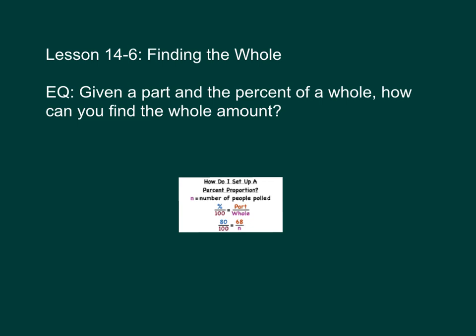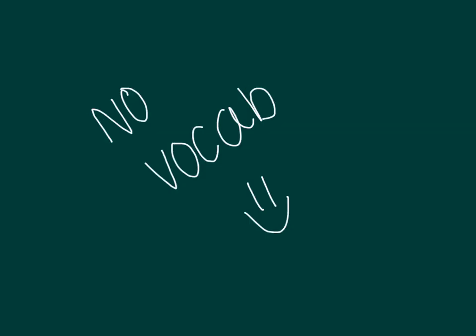This is lesson 14-6, finding the whole. Our central question: given a part and the percent of a whole, how can you find the whole amount? So you can see from this picture, we're going to be using the same proportion that we used in the last lesson. Percent over 100 equals part over whole. There's no vocab for this lesson.